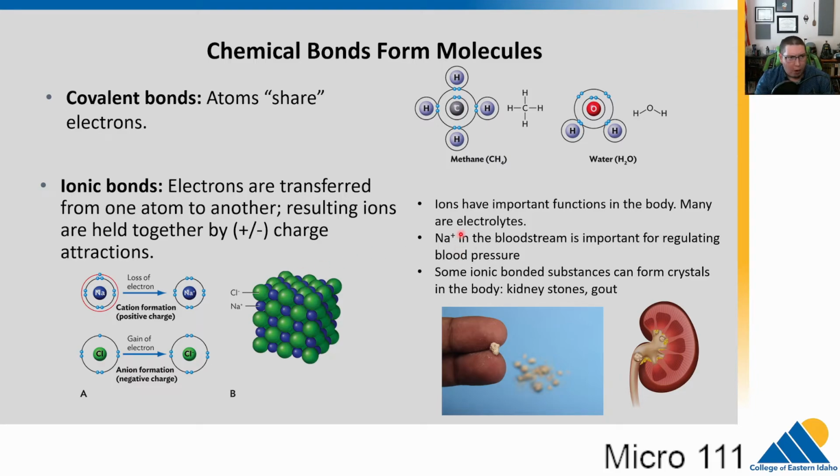Ions have really important functions in the body, right? As we talked about, many are electrolytes. Sodium is important in the bloodstream. It can regulate your blood pressure. If you have too much of certain ions in you, they can form crystals, and those could be things like kidney stones. That's literally ions crystallizing inside of your kidney, forming these painful, literally stones, basically. So things like kidney stones, bladder stones, gallstones, gout, these are all ionic diseases, basically, where ions crystallize and form these things that irritate your body.